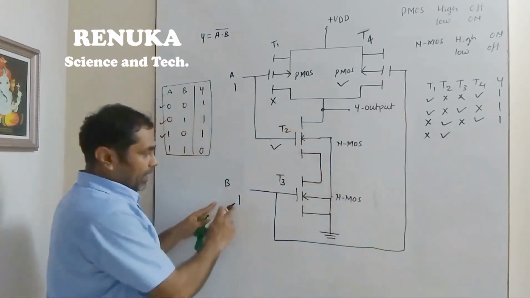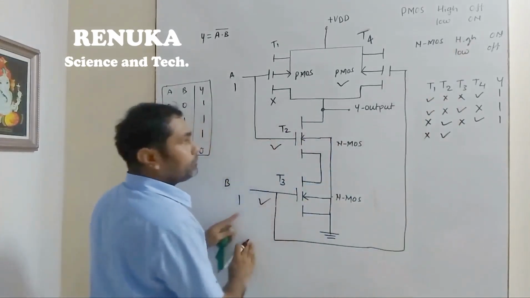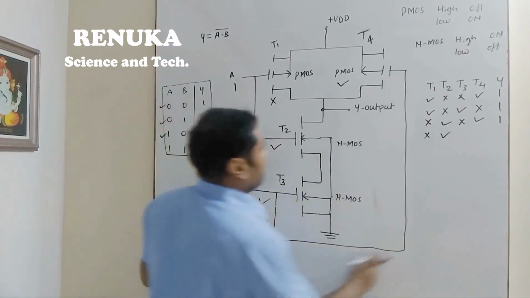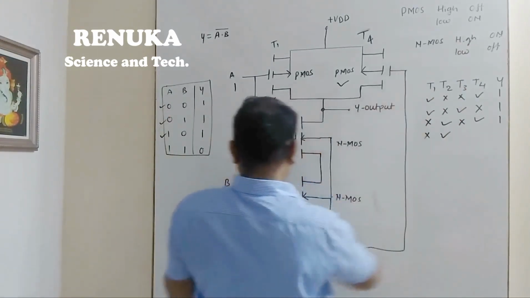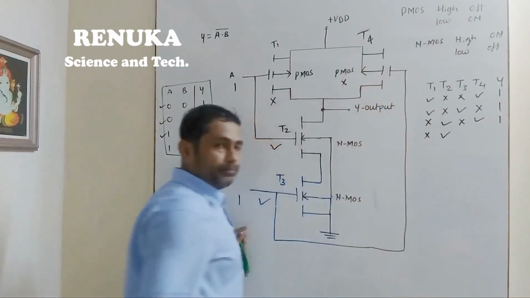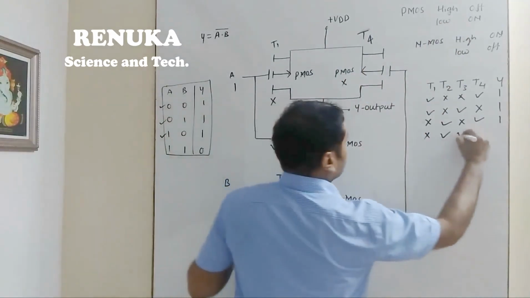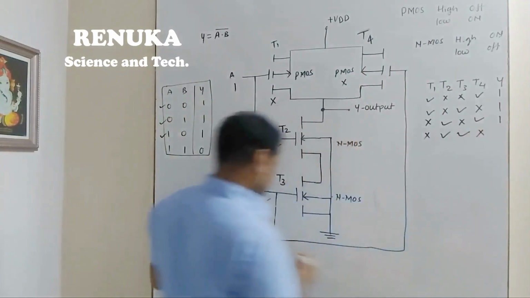Now for B, high is connected to NMOS. If high is connected to NMOS, it will be on. Then the same B is connected to PMOS. High connected to PMOS, it will be off. So this PMOS will be off. So T3 is on and T4 is off.